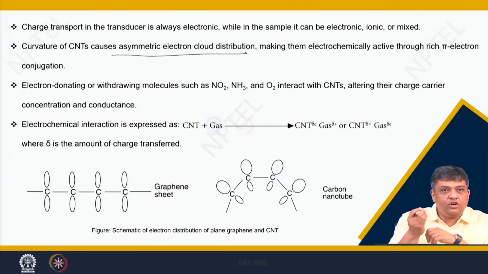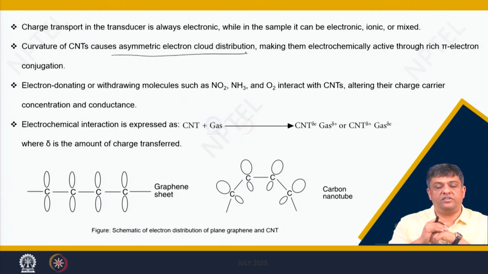Now if you take electron donating or withdrawing molecules passing near these CNTs, let us say NO2, NH3 or O2, these will interact with the CNTs. Hence they will alter the charge carriers of the CNTs and the conductance will change. And by measuring the change in conductance, you can find out the source of this change in conductance.